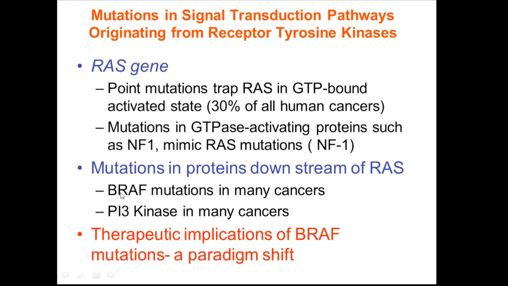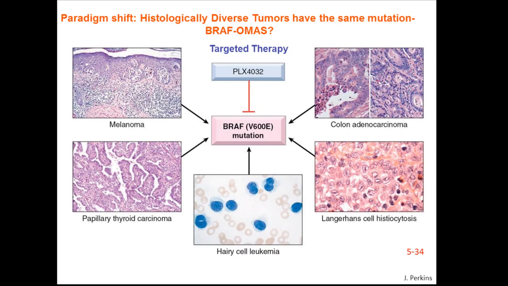And downstream of RAS are important mutations. For example, BRAF mutations in many cancers, particularly melanomas. PI3 kinase in many cancers. And again, coming to personalized medicine and therapeutic implication, for BRAF mutations there's a drug. So let me first give you a slide to give you an idea how personalized medicine may work.